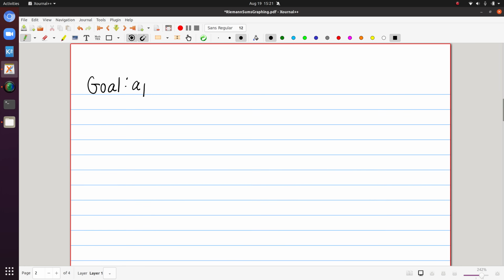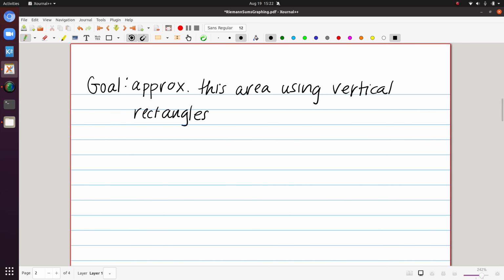So our goal is to approximate this area using vertical rectangles of equal width. I'll point out that you can, in fact, define Riemann sums with rectangles of varying width. We just won't be covering that in this course. All of the Riemann sums we'll look at will have equal width for each of the rectangles.